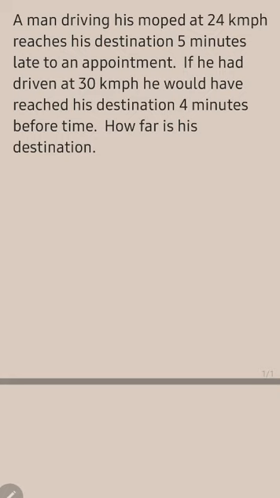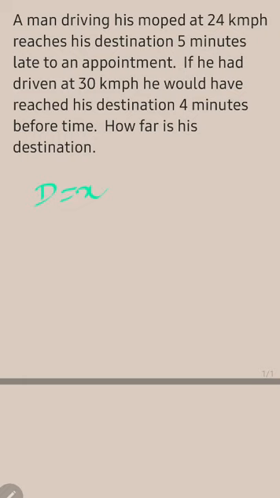But here, two speeds are there. In the first case, 24 kilometers per hour speed and 5 minutes late. The second time, 30 kilometers per hour, the speed increased, so he reached the destination 4 minutes before time. So how can we find the distance? Let us take the distance as x, because here we are going to find the distance.